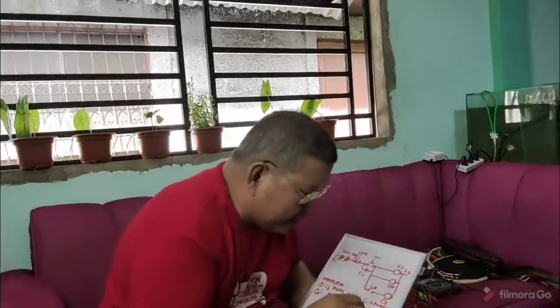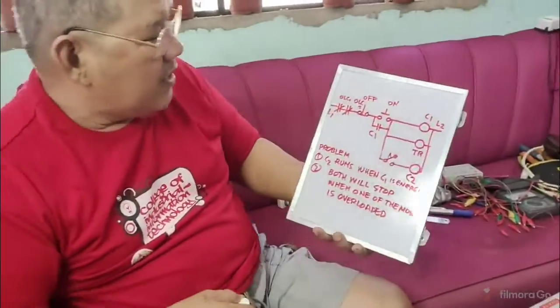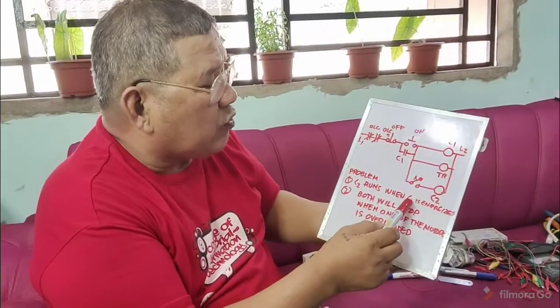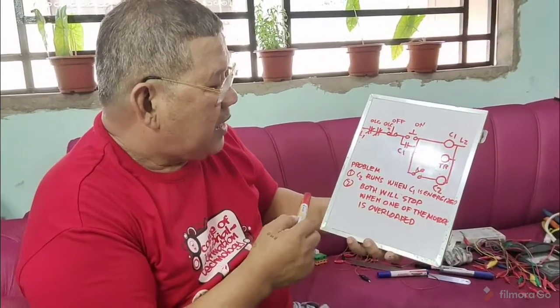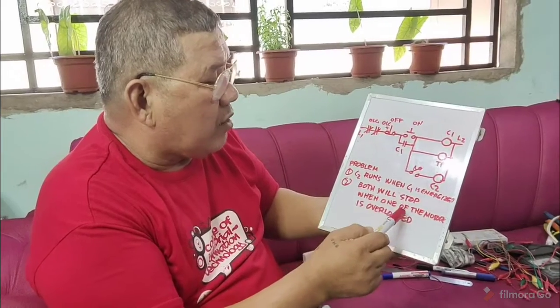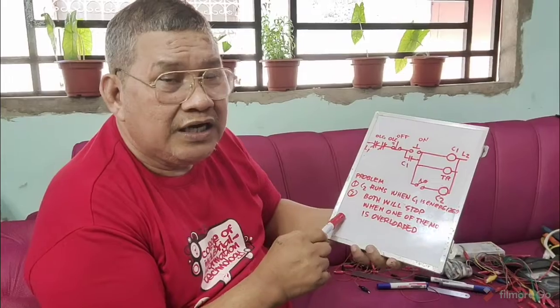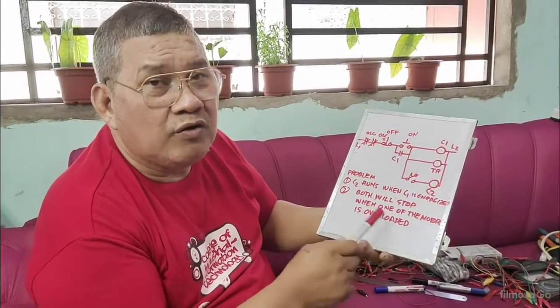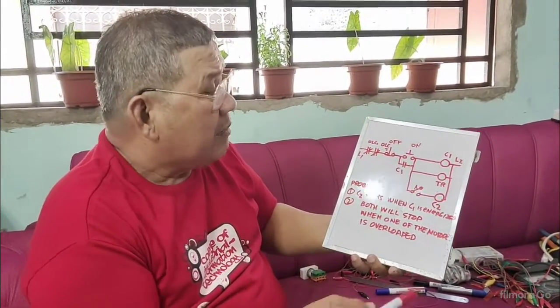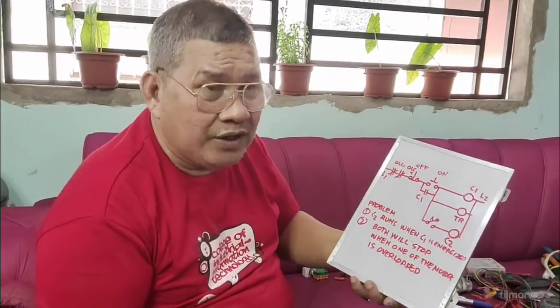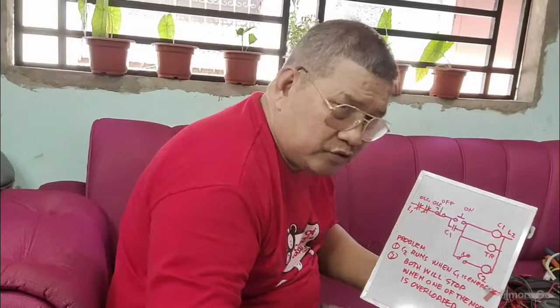Okay, so you have here the connection. The problem here is that conveyor 2 runs when conveyor 1 is energized. Then both will stop when one of the motors is overloaded. And of course, number 3 here, you will know which motor is overloaded by having the indicating lamps. But I did not include here the indicating lamps, so you try to review the previous connections.